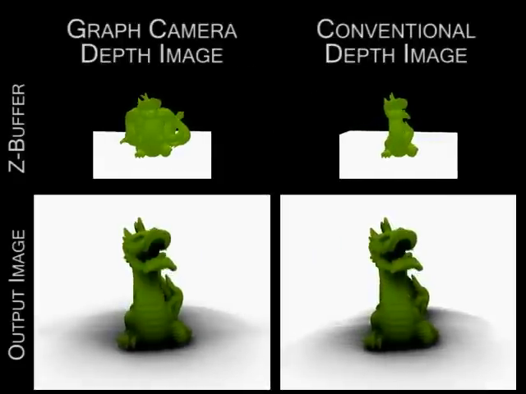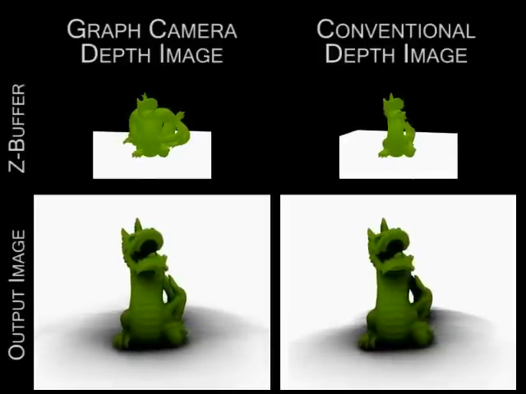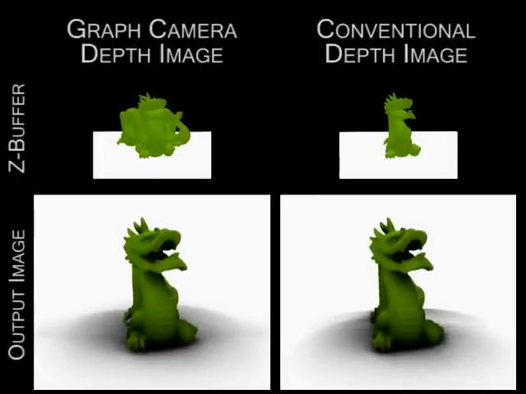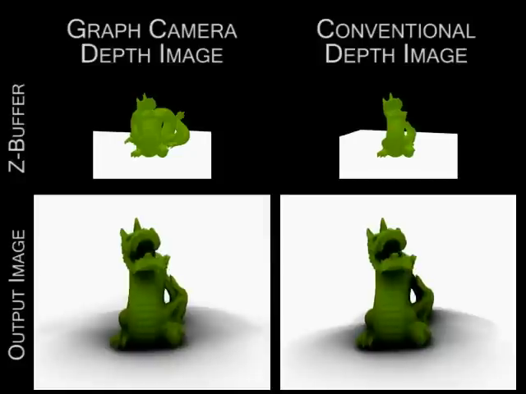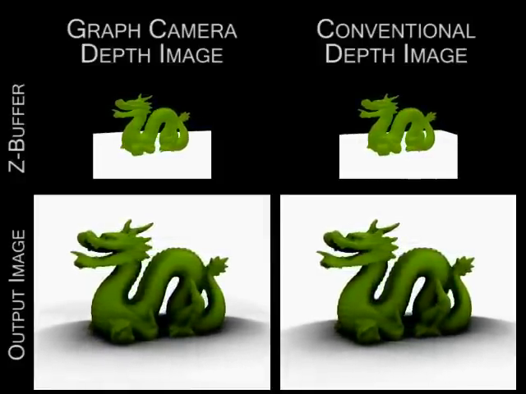We propose to use a non-pinhole Z-buffer that captures most samples needed for the ambient occlusion of the output image pixels. Here a graph camera Z-buffer alleviates the unstable ambient occlusion artifact. The Z-buffers are visualized with color for illustration purposes.